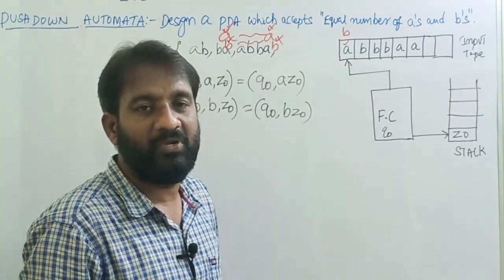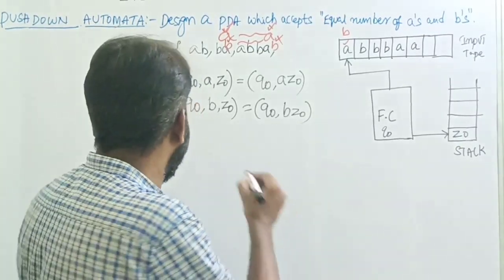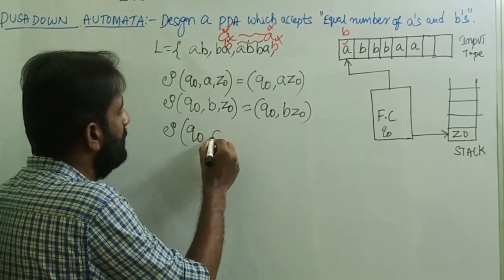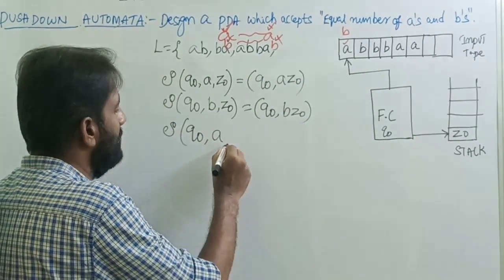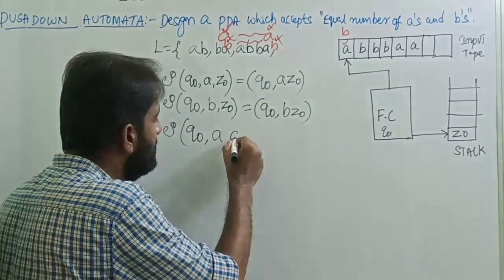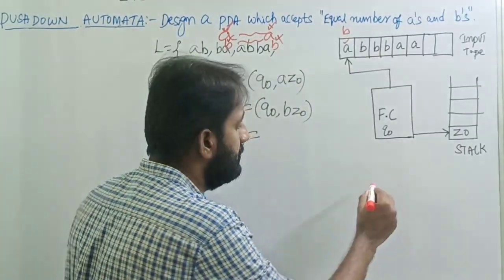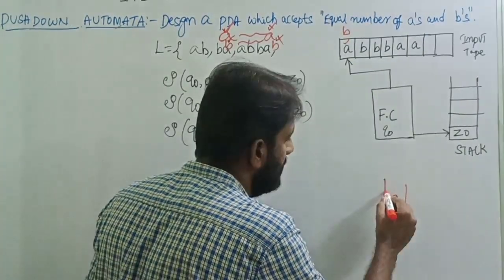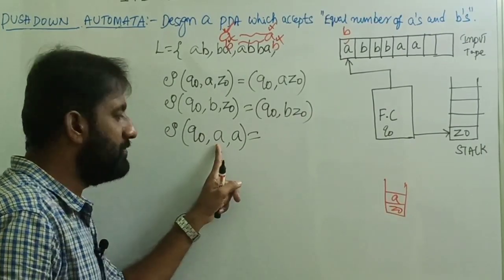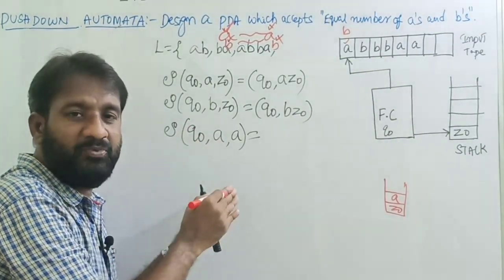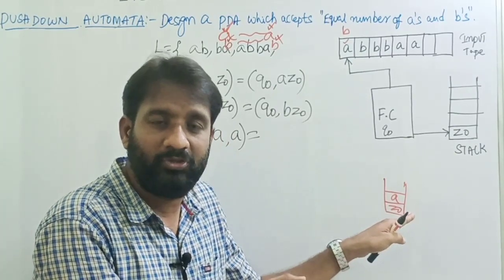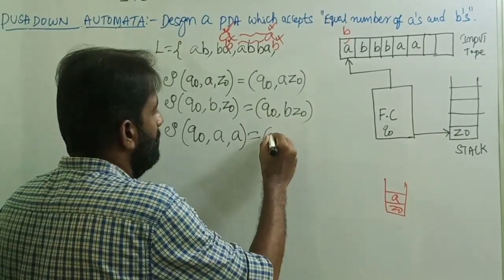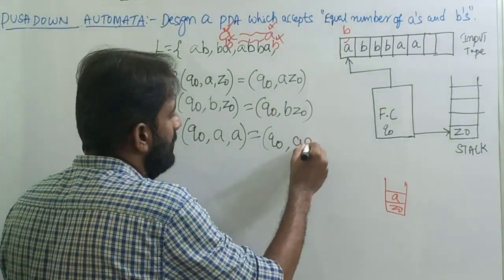After reading the first symbol, now we have to read the next symbol. Transition of Q0, next input symbol is A. Assume the top of the stack is A, meaning the bottom symbol is Z0 and the top of the stack is A, and the input symbol is A. Now the next input symbol and the top of the stack are both A, the same symbols, so we again add A onto the stack: Q0 A.